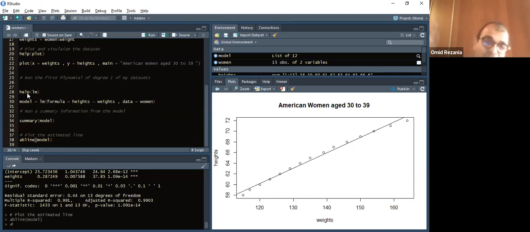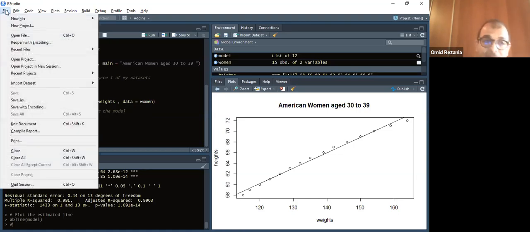Don't forget, before you close your RStudio or the R session, please go back to the file, scroll down, and you see the save button, press save. Or use the shortcut, press Control and S on your keyboard. Don't forget to do that. Otherwise, you're going to lose all the things which you have done. Okay?